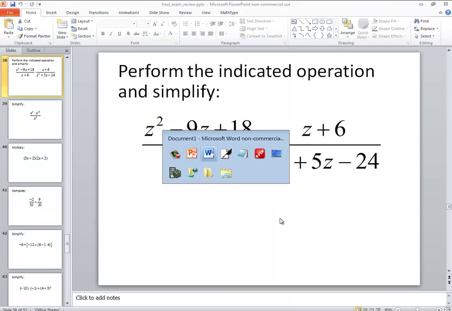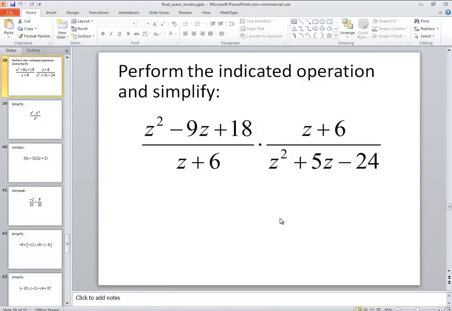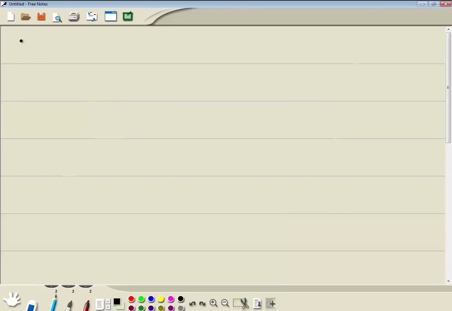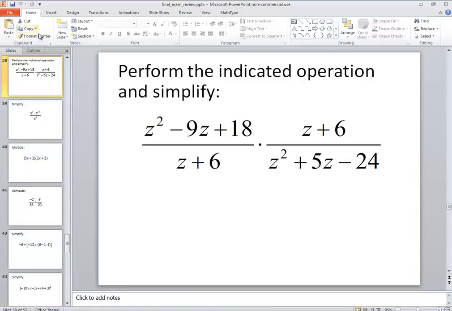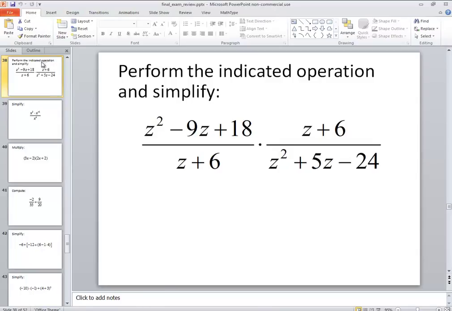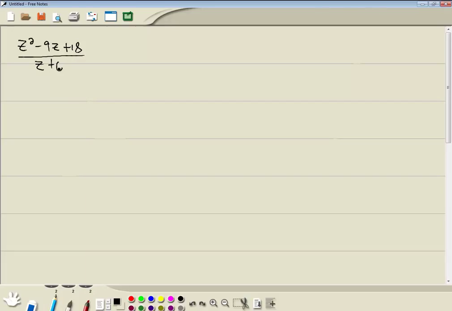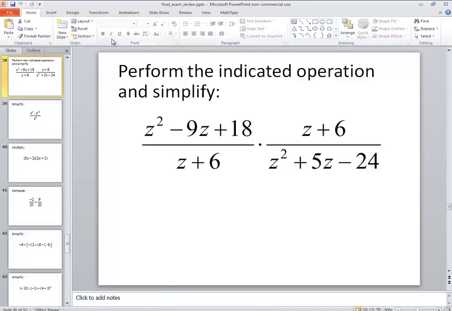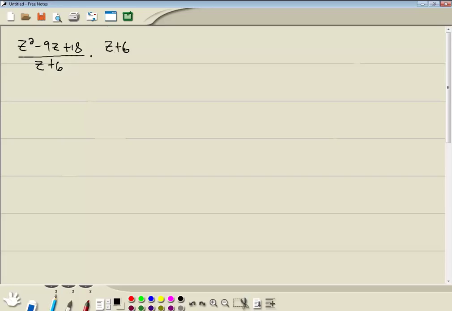Okay, so let's take a look at this one. We got z squared minus 9z plus 18 over z plus 6, times z plus 6 over z squared plus 5z minus 24. Okay, step 1 is to factor everything.